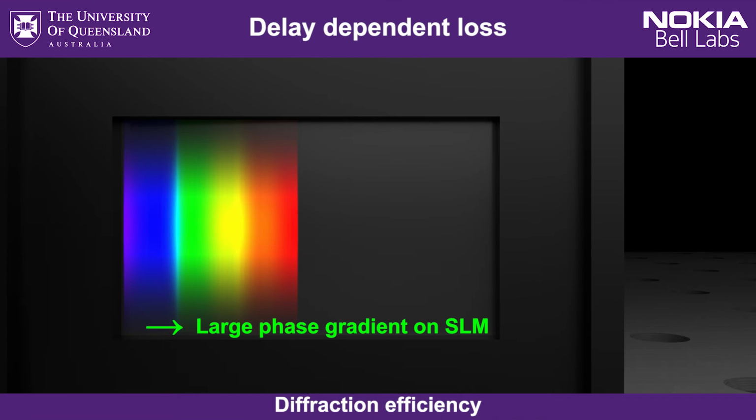efficiency. Creating long delays means steering light at large angles in the spectral direction with the SLM. It means we need to apply phase gradients that change rapidly as a function of frequency, which in turn means we need high spectral resolution on the SLM. That is, we need the beams on the SLM to be narrow in the spectral direction, but we also need the SLM itself to have enough spatial resolution with its pixels to actually apply the required phase gradient.